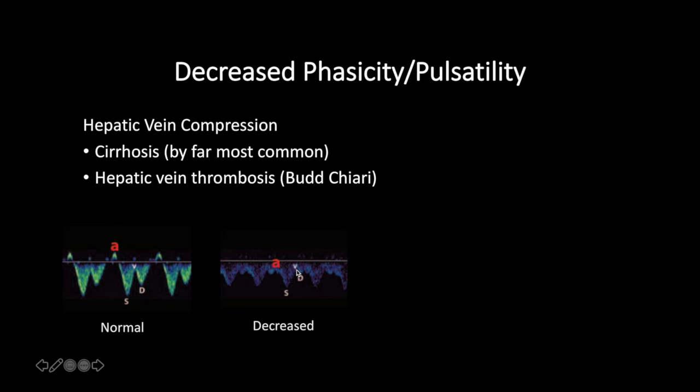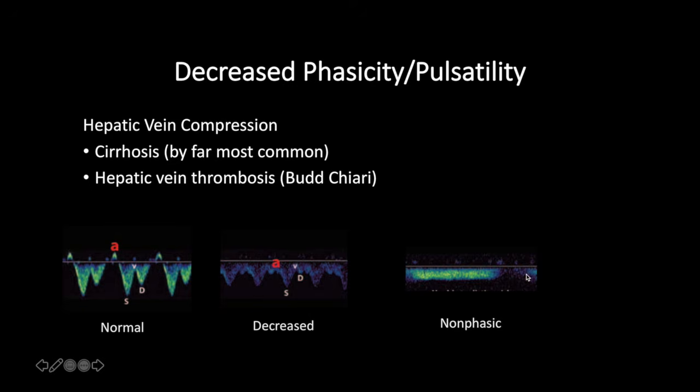S wave, V wave, D wave, but there's decreased pulsatility, so they're less defined for one. And for two, notice that the A wave is no longer retrograde. It's not above the baseline. The A wave is below the baseline. So an A wave below the baseline is technically abnormal. And this is a subtler case or more subtle case of decreased pulsatility. Okay, and then lastly, a more severe case with completely non-phasic and non-pulsatile flow here.